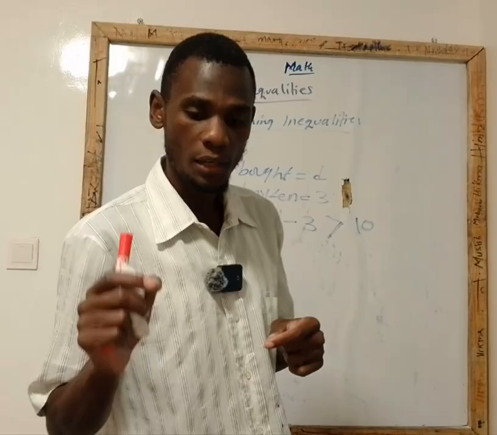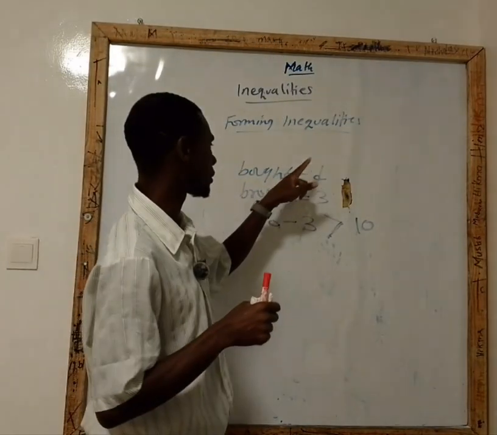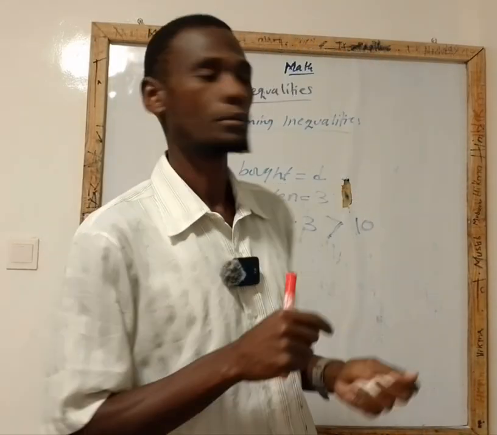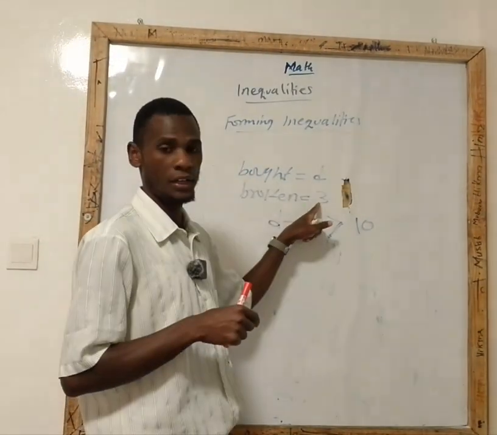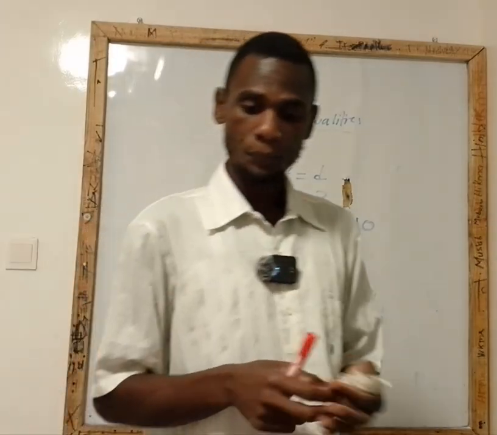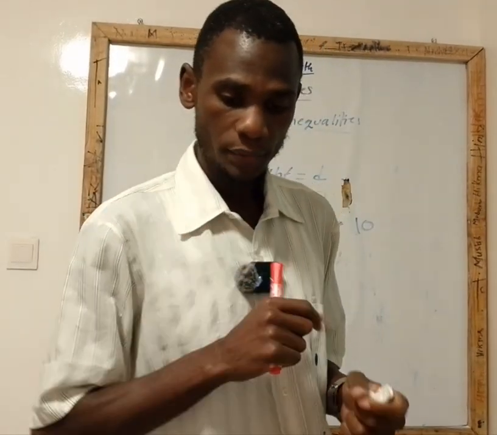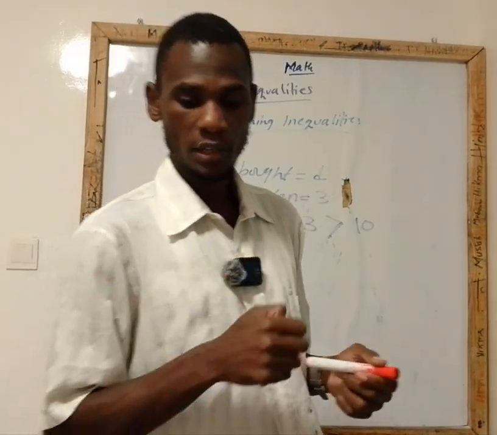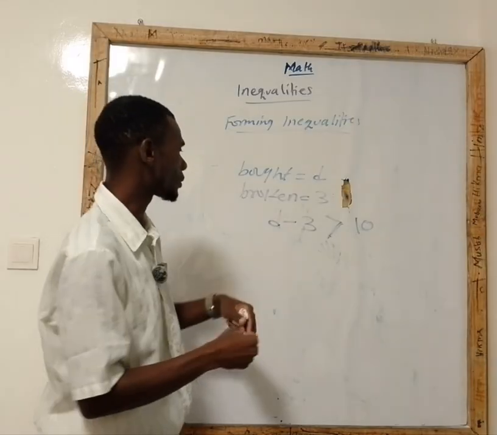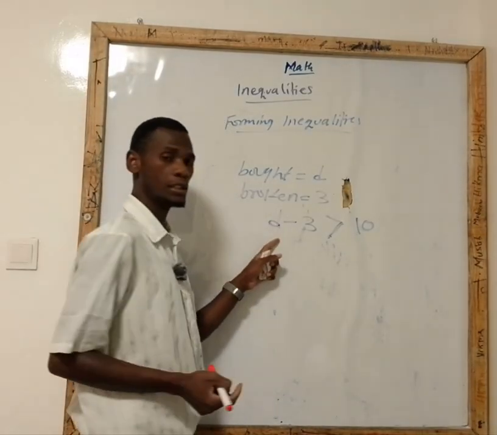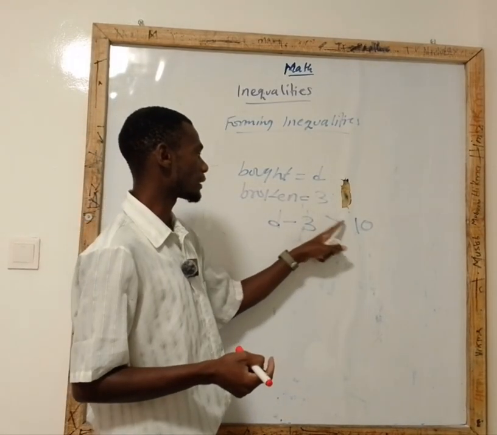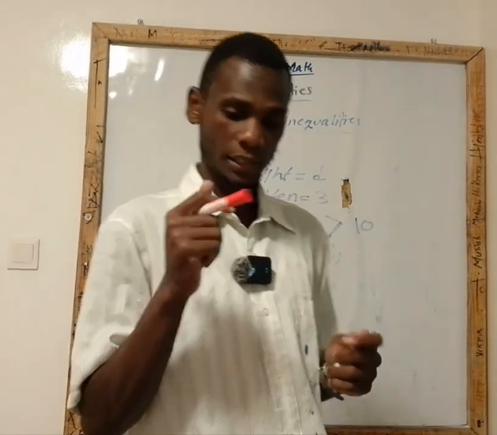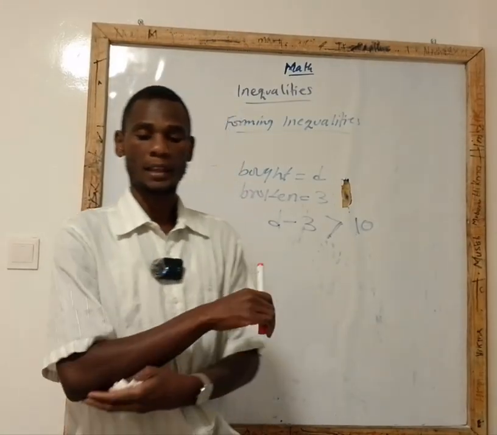I've just read: Ochieng bought D eggs. You write the number of eggs bought, D, full stop. It continues and says 3 eggs broke. So you write broken eggs were 3. Then you continue and say he was left with more than 10 eggs. Form an inequality to represent this information. This is what that information is saying: D minus 3 is greater than 10. So that one means you have formed an inequality. That is called forming an inequality.